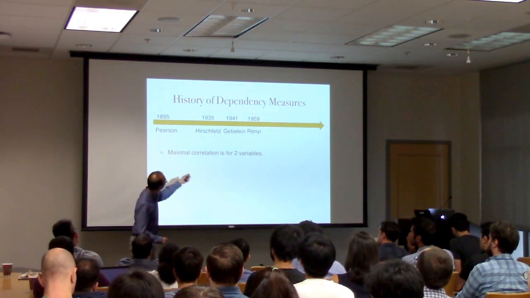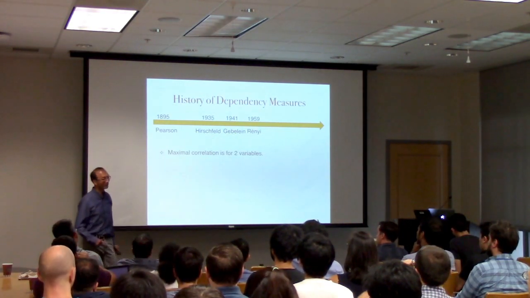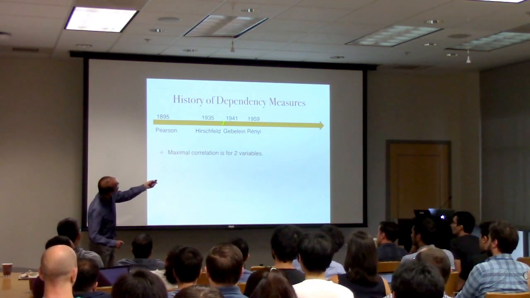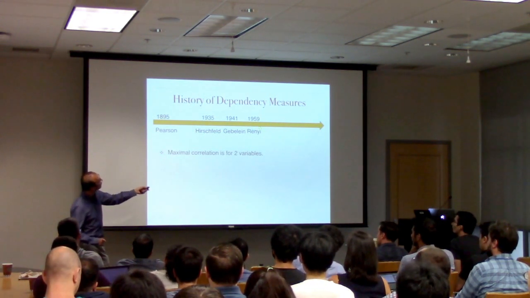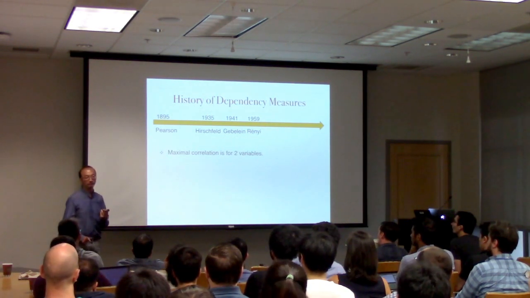That's what these 3 folks defined. I can't really pronounce the name, so I just call them 3 folks. Actually, we can call this HGR correlation because these are the initials of these 3 people's names. Now, it's for 2 variables, right?